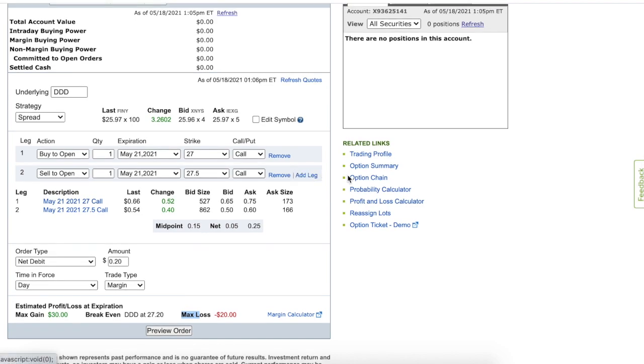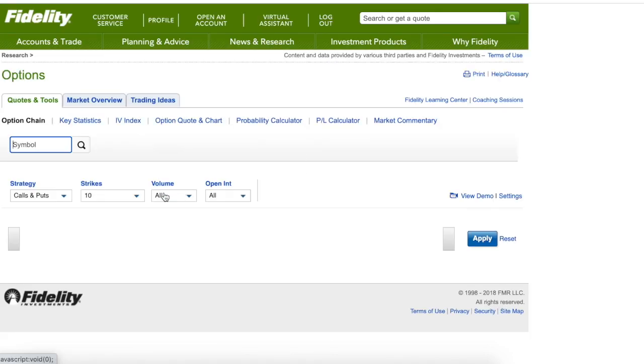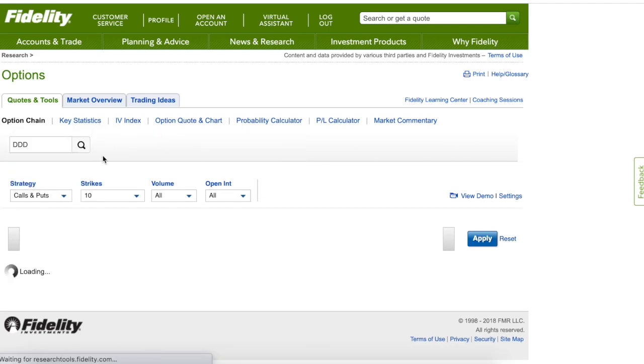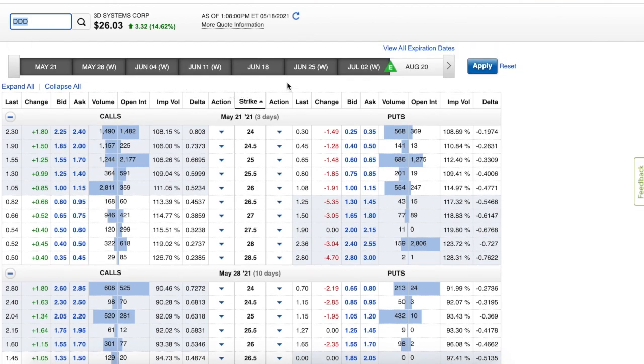And you can trade from options chains on Fidelity, so this will look more similar to Robinhood and what Robinhood does, although again this is going to be kind of the legacy look. So you type in your ticker, and you've got the expiration dates at the top. This is what we were looking at: Friday the 21st. You've got calls on the left, puts on the right, and you can trade from there.